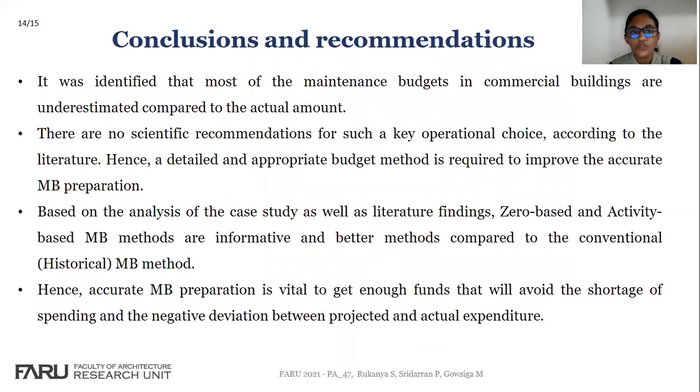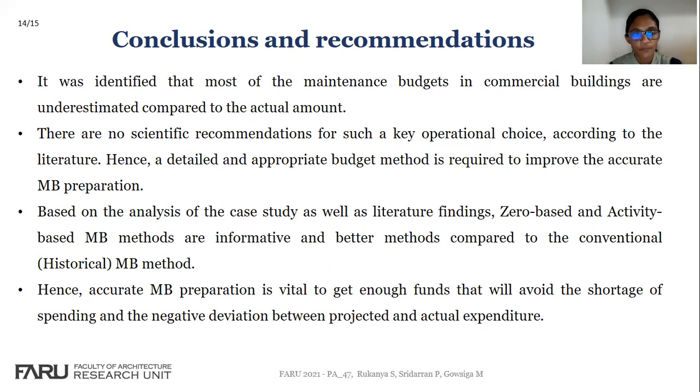And when it comes to the conclusion and recommendation, it was identified that most of the maintenance budgets in commercial buildings are underestimated compared to the accurate amount. And there are no significant recommendations for such a key operational choice according to the literature. Hence, a detailed and appropriate budget method is required to improve the accuracy of the maintenance budget rather than using the historical based maintenance budget.